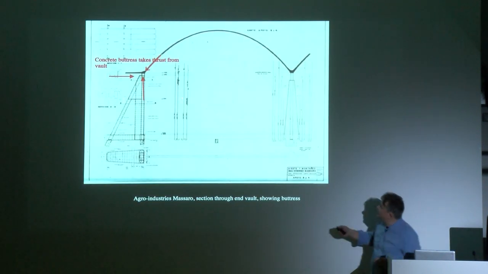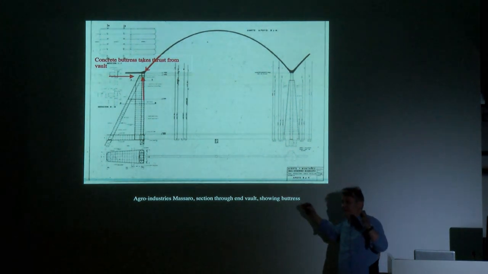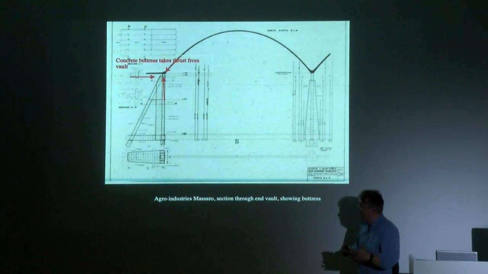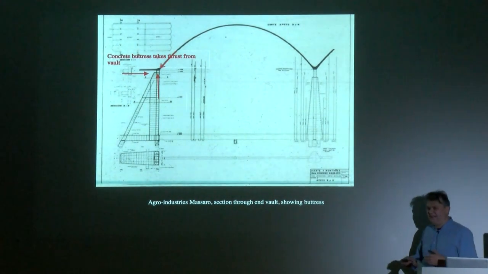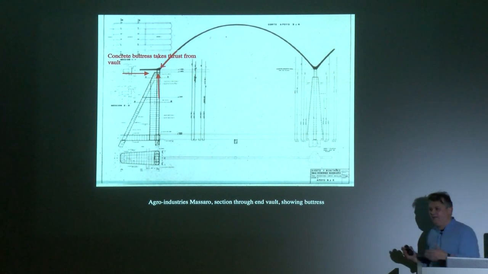And you can see in the drawing here the detail. So at 30 meters or 35 meter centers, there's one of these concrete buttresses. And then it picks up all of the thrust for the whole 100 meter length of the vault at these 4 points and takes it to the ground. So it's really trying to do as much with as little as possible, but in doing so creates really interesting expression.